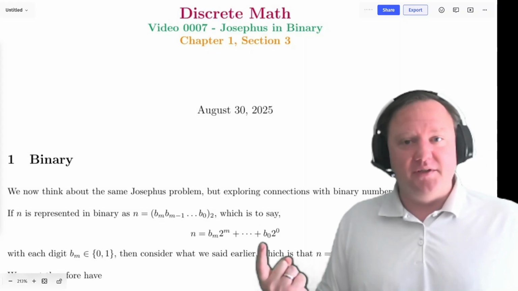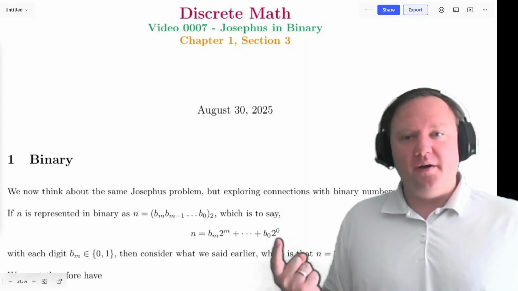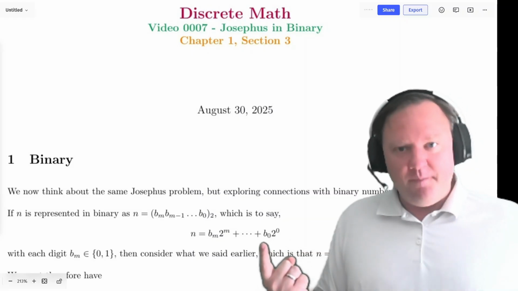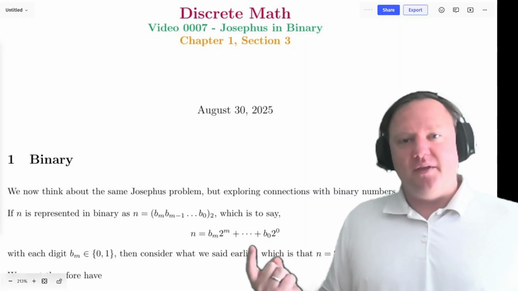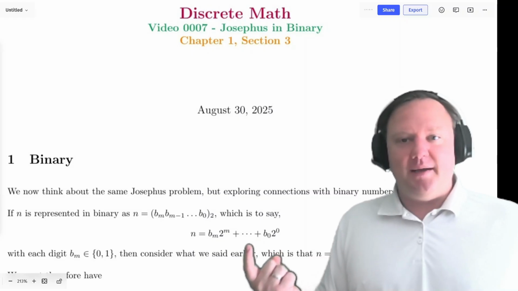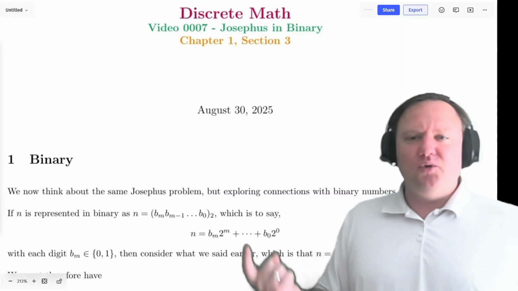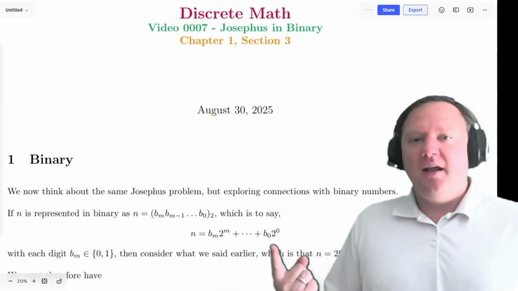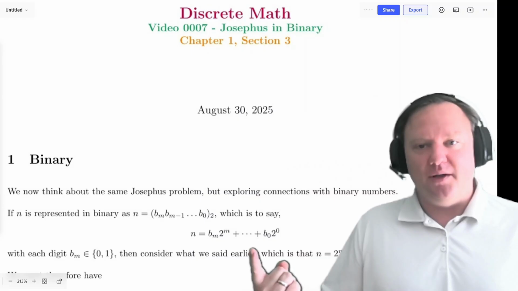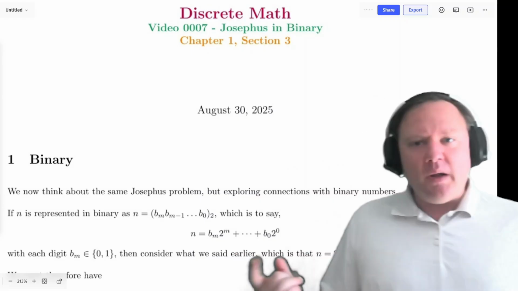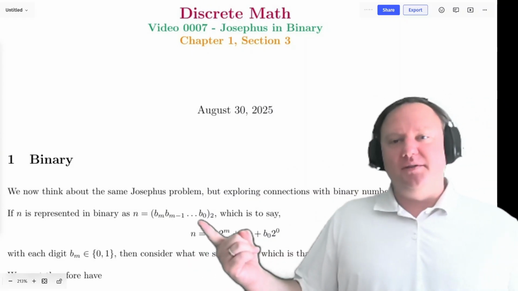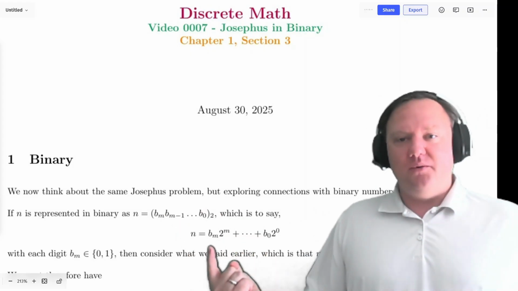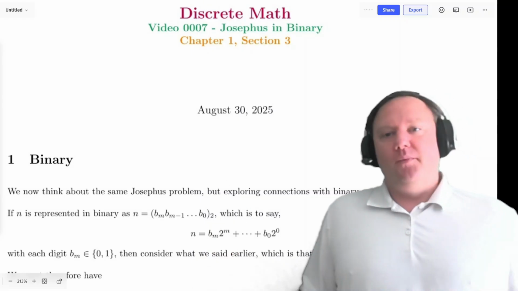b sub 0 is a bit, it is either 0 or 1, and we multiply by 2 to the 0, which is really just the same thing as 1. So this is like your ones place, right? The next one would be b sub 1 times 2 to the 1, and that's like your twos place. By analogy to decimal, that would be like your tens place, but here, because we're in binary, it's like your twos place. Every one of these b's with a subscript is a bit. It is either a 0 or a 1, and we continue in this fashion out to some final position.